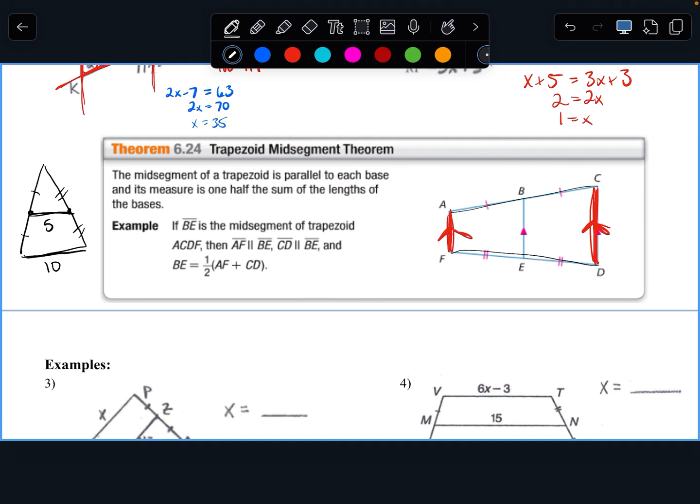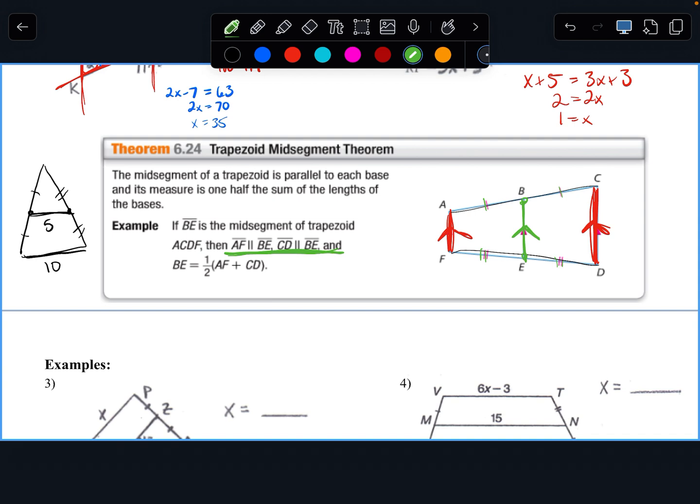So if you draw a mid-segment, so find the middle, and draw it, magical things happen. One of the magical things is the parallel business. Okay, that's one of the things. And the relationship between the side lengths is they're averaged.